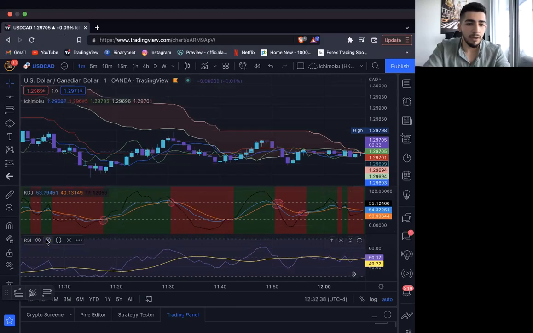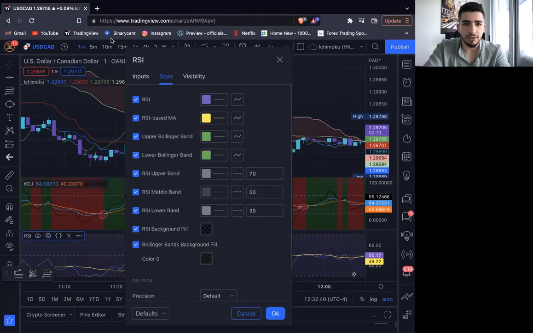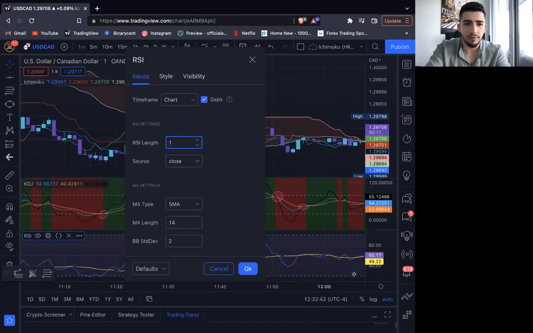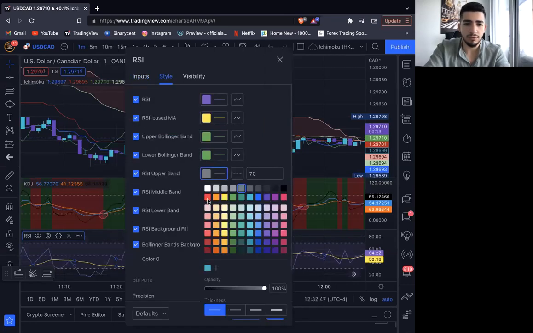So I'll just make my settings back to 5. Let me make the color more visible.